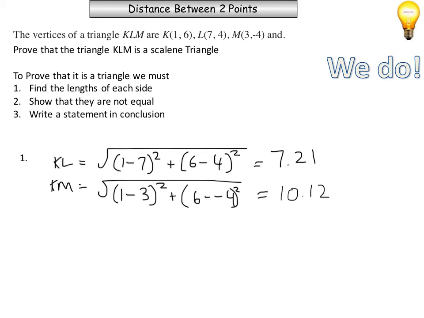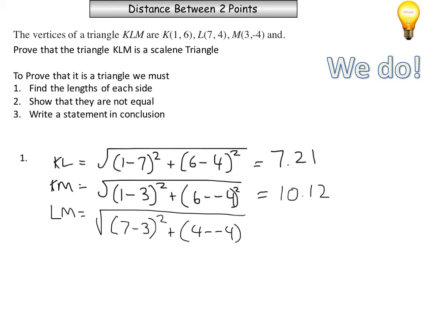And finally we need to find the distance of LM. So let's choose L to be our x2, y2, so it's going to be 7 minus 3 squared plus 4 minus 4 squared, which equals 8.94. Okay, so we can see that all the sides aren't equal.